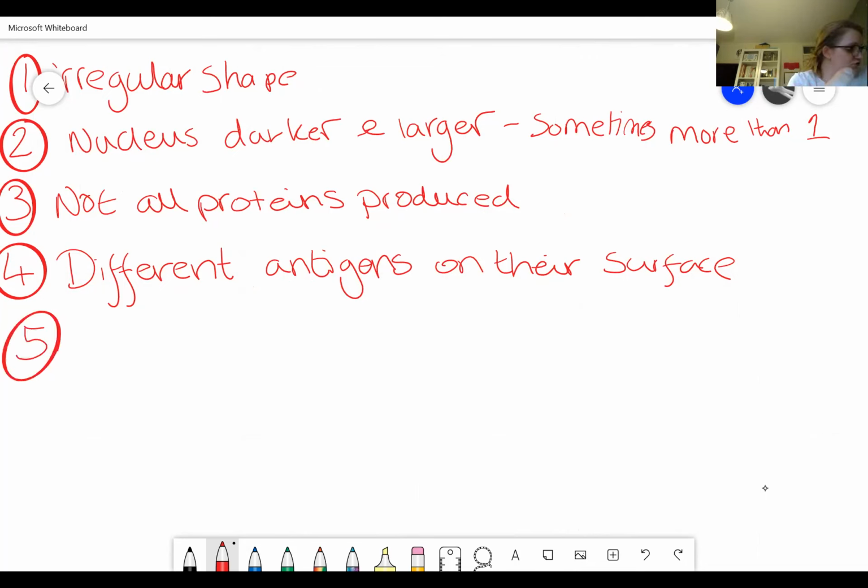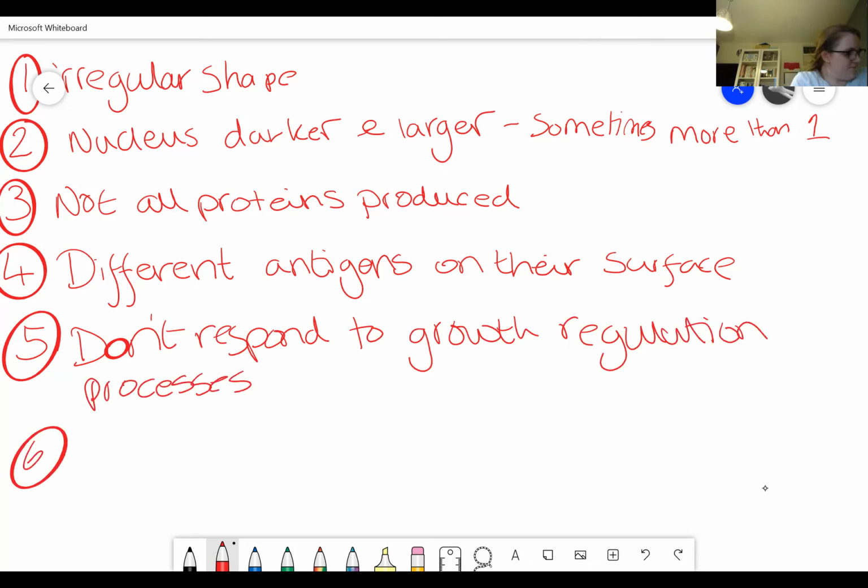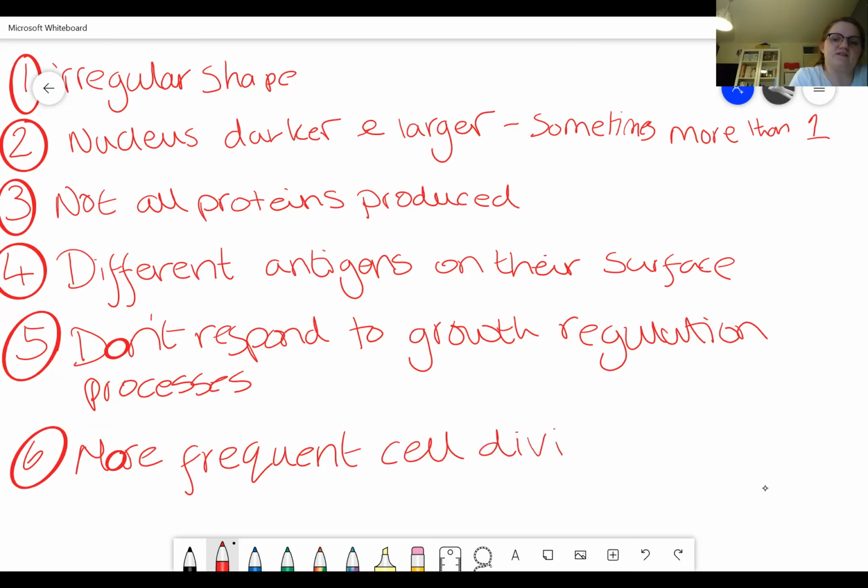We start looking at those antigens on them. Fifth, they don't respond to growth regulation processes. We know that that's how they've ended up forming, but it is good to know. And then the last one, sixth, they divide more frequently. So more frequent cell division, and those are the six key ways of telling the difference between the two.